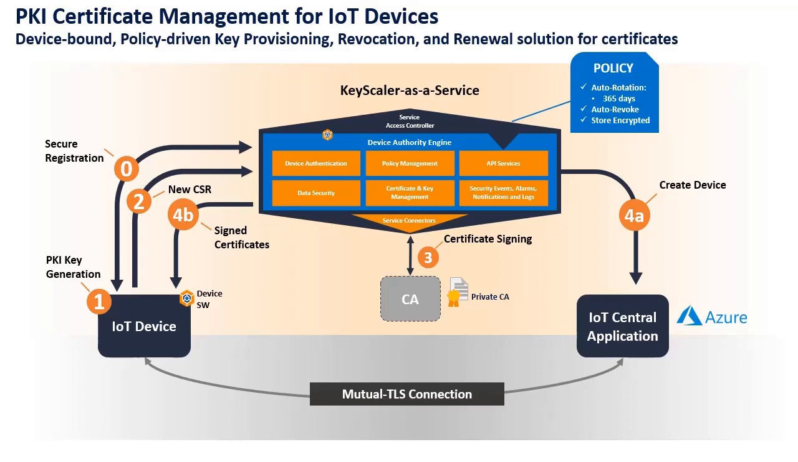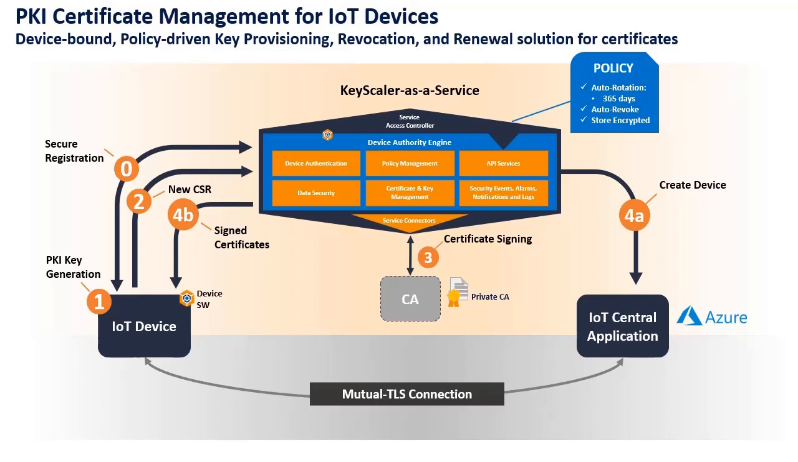As step one in this diagram shows, the device will generate a new key pair and a certificate signing request, or PKCS10, and send that back to KeyScaler as part of step two. As part of the policy, we will have a configured certificate authority. So KeyScaler manages that connection on behalf of the device and will submit the certificate signing request to the CA, as we can see here in step three, to be signed. And once KeyScaler gets that signed certificate back, it will look at the policy and understand that there is an IoT Central application instance that needs to also be made aware of this device.